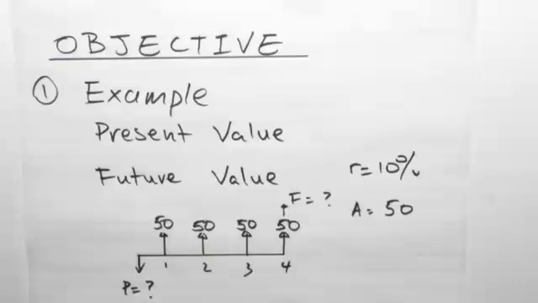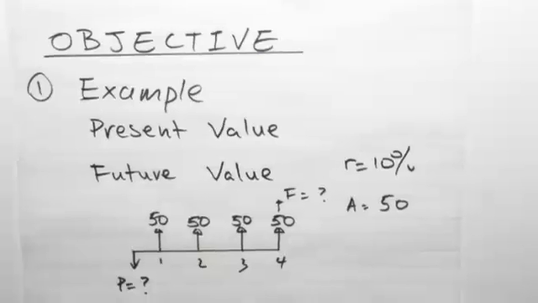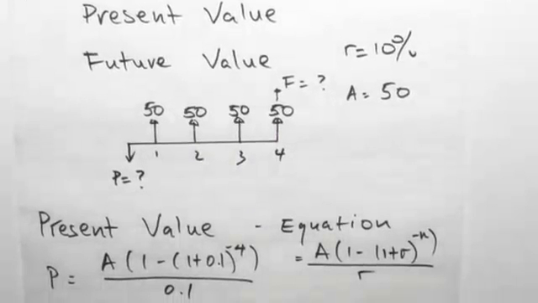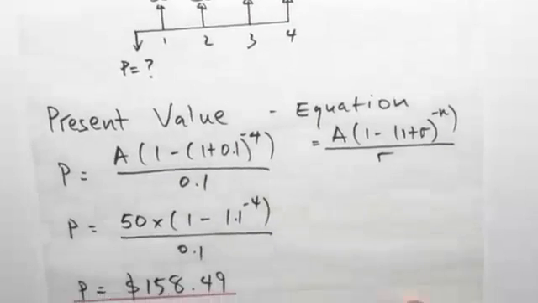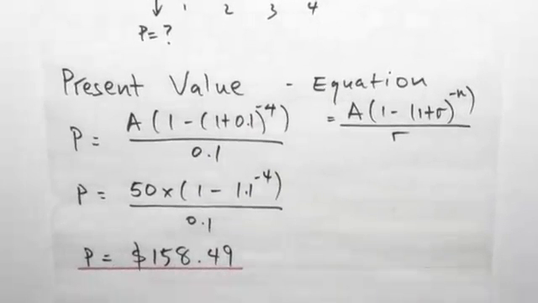Here we have assumed that the interest rate is 10%, so we're going to be able to work out the present value using the equation as well as using the table. So let's start off with the equation. The equation for an annuity, as shown on the right, is A times the bracket 1 minus (1 plus r) to the minus n, over r. Remember, this is to the power of minus n. Now we know that A is 50, we know r is 10%, and we know n is 4. So we simply put the values into the equation, and we find that the present value of this annuity is 158.49.